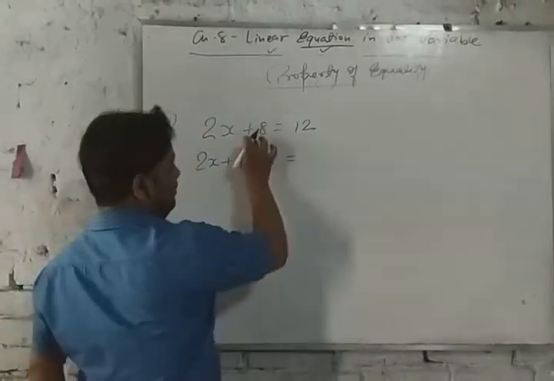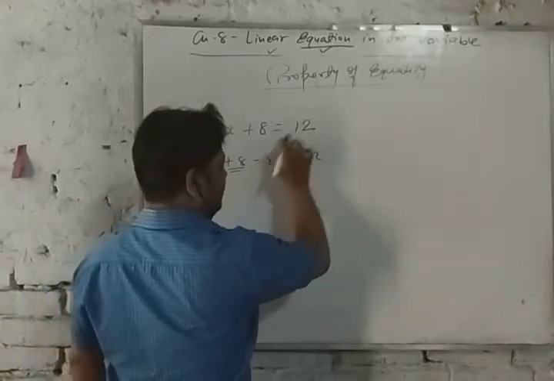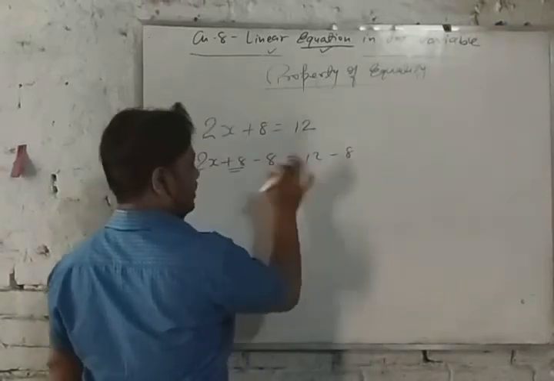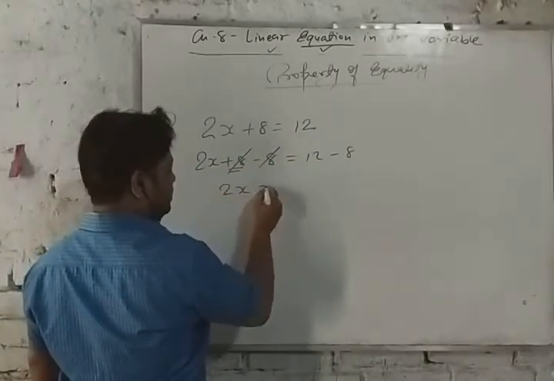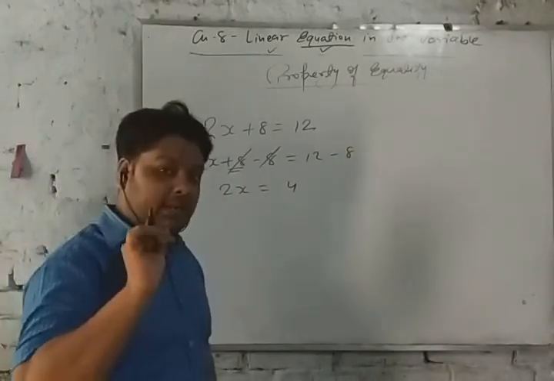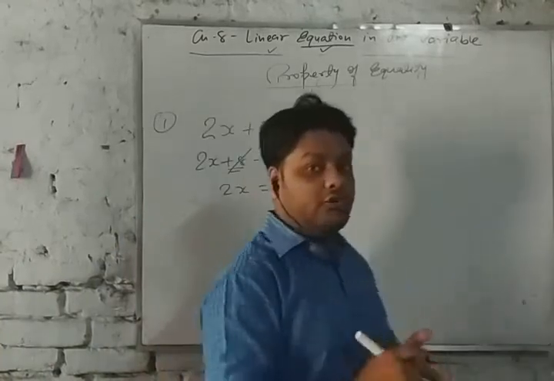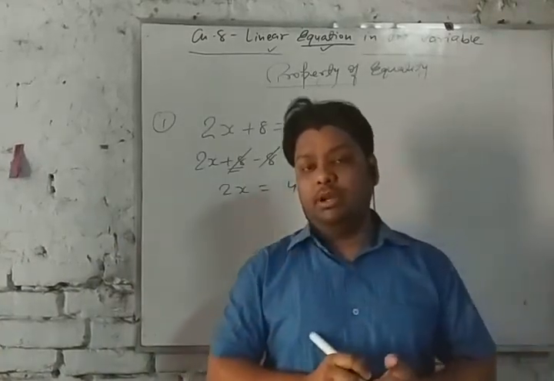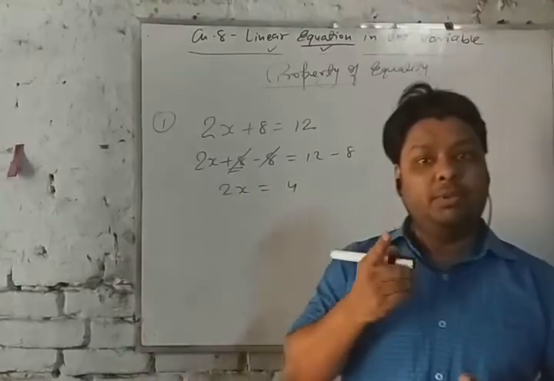So here, plus 8, then the additive inverse of plus 8 is minus 8. Same, we will write here minus 8 to balance it. Now, plus 8 minus 8 cancel out. Then 2x is equal to 12 minus 8, 4. Now again, in the second step, it is written, write the multiplicative inverse of the constant term of the variable. Only for the constant term of the variable you have to write the multiplicative inverse.